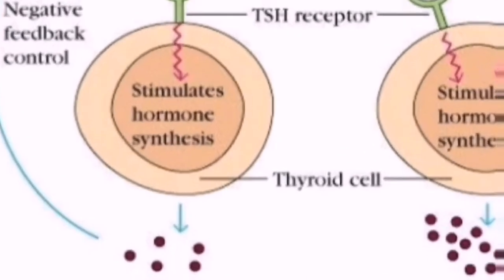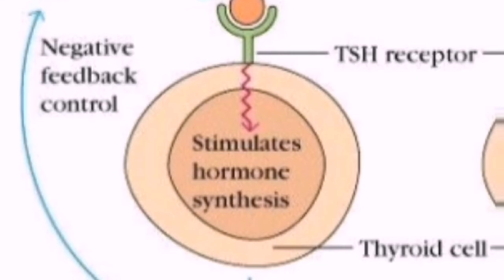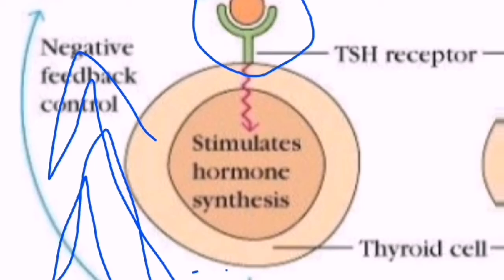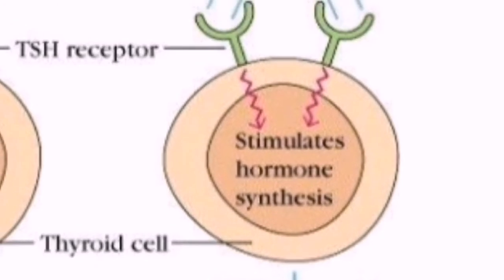You can see here, this is the thyroid. This is the thyroid receptor, where thyroid stimulating hormone acts on the TSH receptor. It stimulates hormone synthesis to produce thyroid hormone. A high amount of thyroid hormone gives negative feedback to the pituitary gland to decrease the amount of TSH. If they are in high amount, they can decrease the amount of TSH.